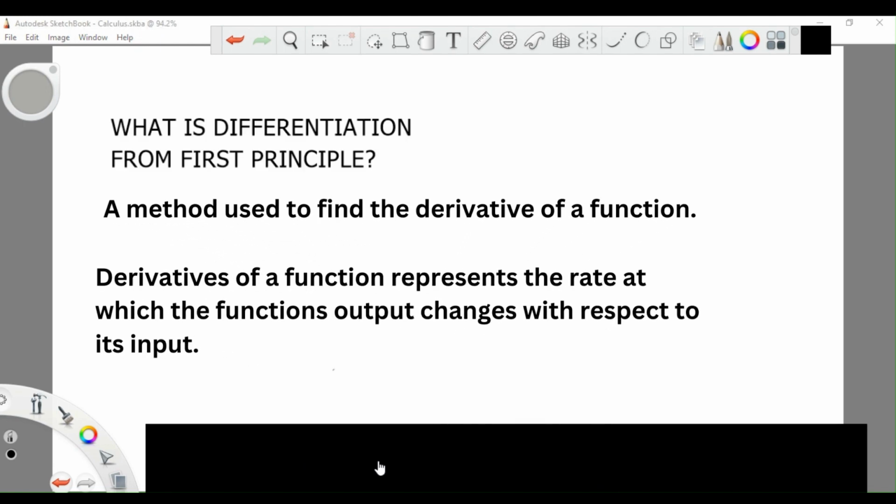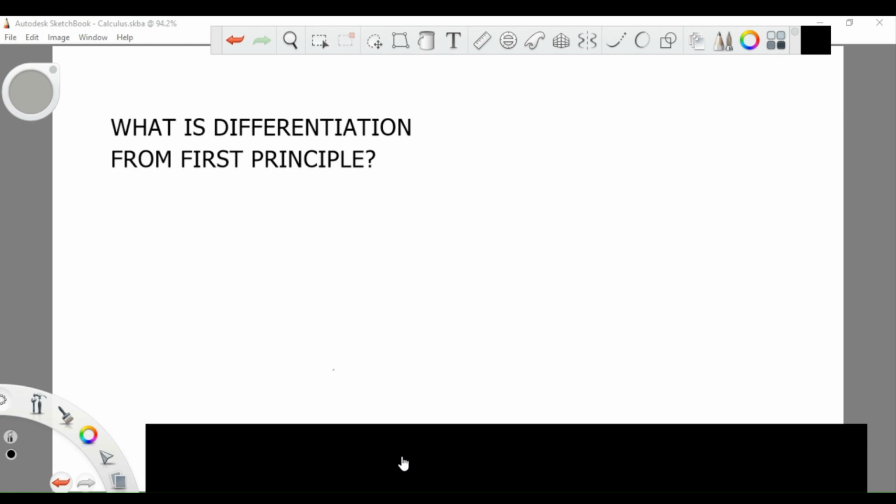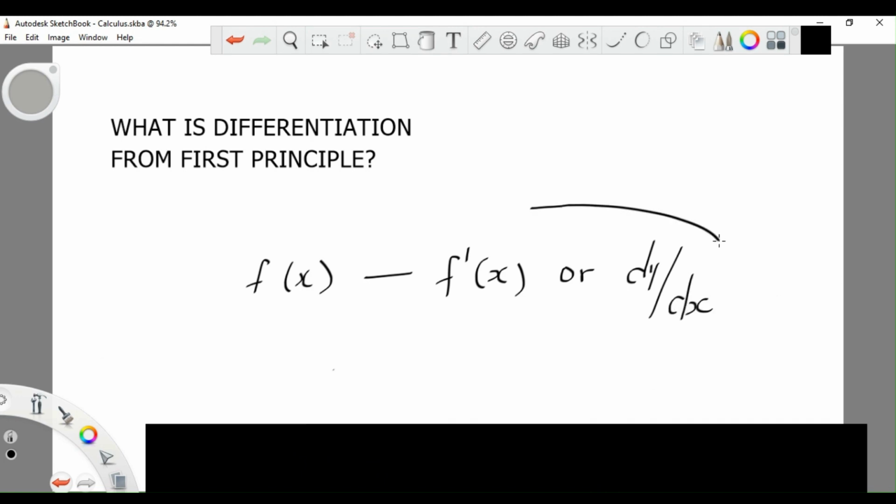This is a method used to find the derivative of a function. The derivative of a function represents the rate at which the function's output changes with respect to its input. For example, the derivative of f of x is written as f prime of x. Also, it can be written as dy/dx. So this is the symbol we use to represent a function that has been differentiated.